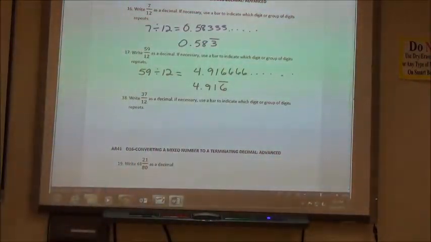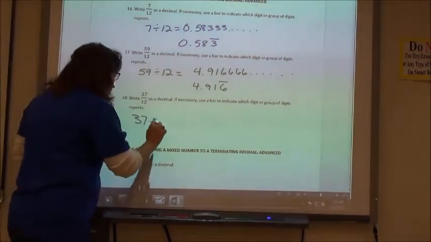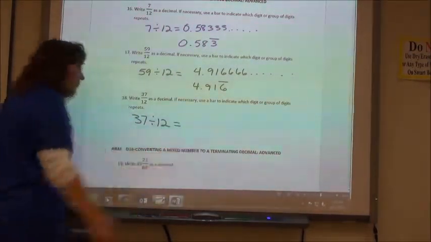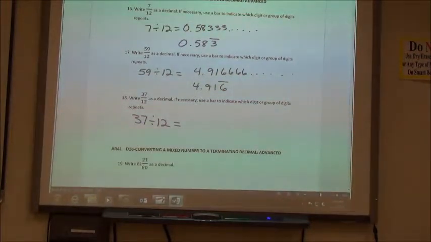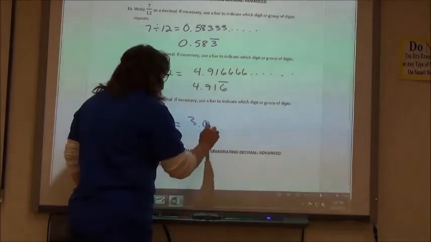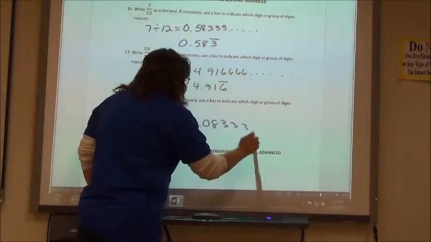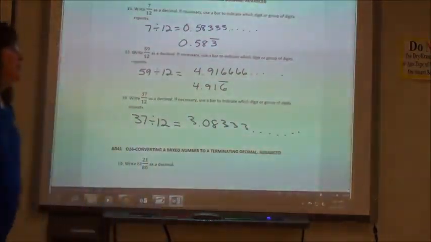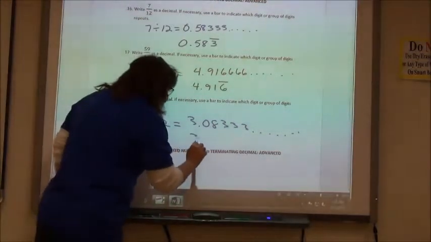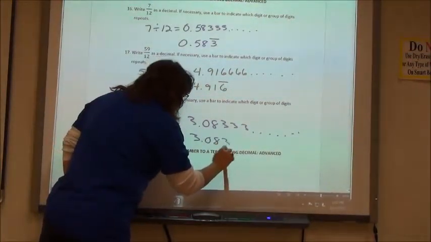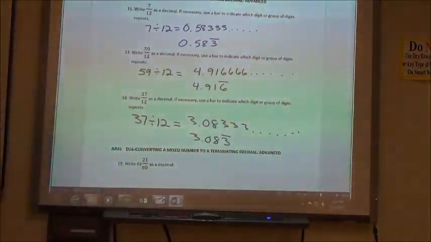Number 18, 37 twelfths as a decimal. 37 divided by 12 gives you what? 3.083. So 3.083, and the bar's over just the 3.